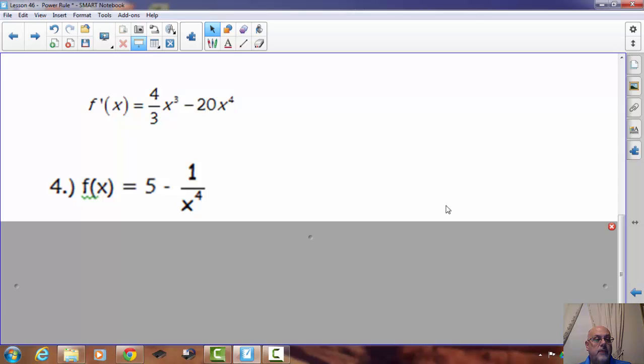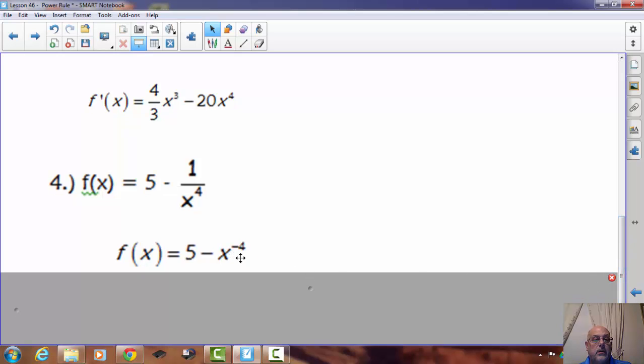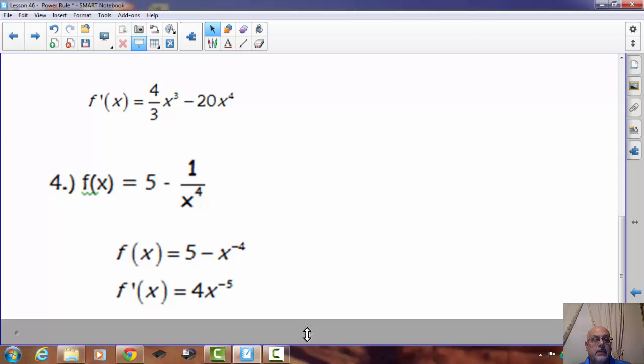The last one, 5 minus 1 over x to the 4th. You have to rewrite that to 5 minus x to the negative 4. So now, since you can't take the derivative of a constant, you disregard that. So now you multiply the exponent of negative 4, the coefficient is negative 1. Negative 4 times negative 1 is 4. X to the negative 4 minus 1 is negative 5. So the derivative of the original function is 4x to the negative 5th power.